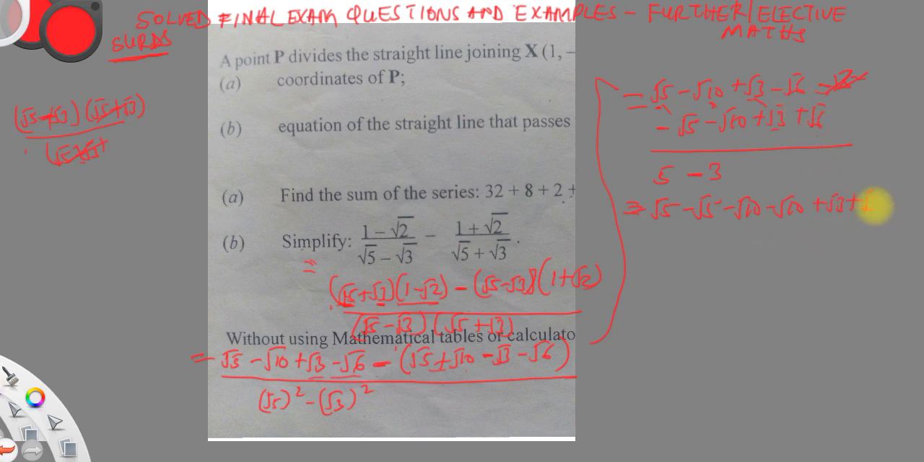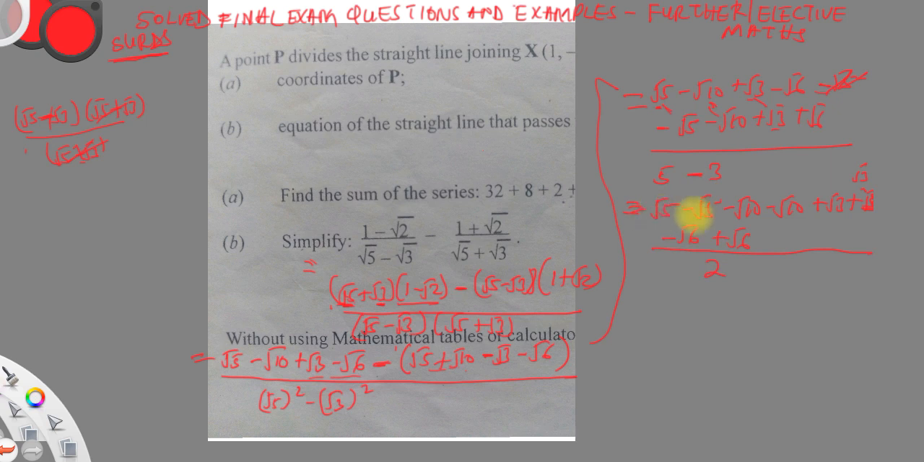So this is square root of 3, guys. Minus square root of 6, and then plus square root of 6. I think that is all, for this and this, this and this. Yes, that is all. And all over 5 minus 3, which is 2.